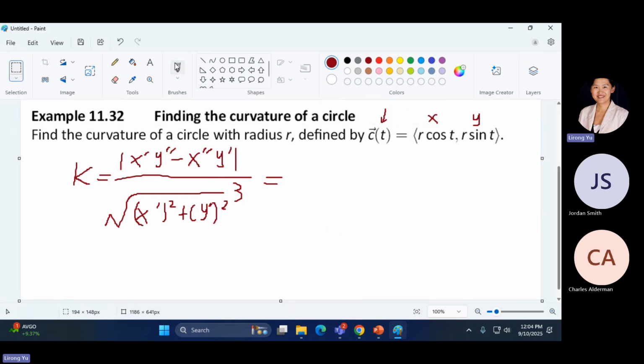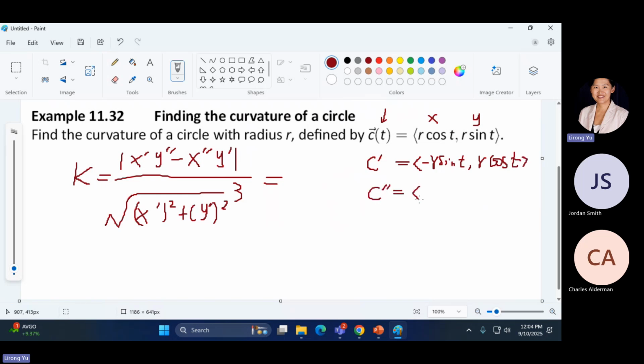So here is our function. The first derivative is equal to negative r sine t, with the y component r cosine t. And then the second derivative is negative r cosine t, since the derivative of sine is cosine, and then the derivative of r cosine t is negative r sine t. So that's the derivative matrix.